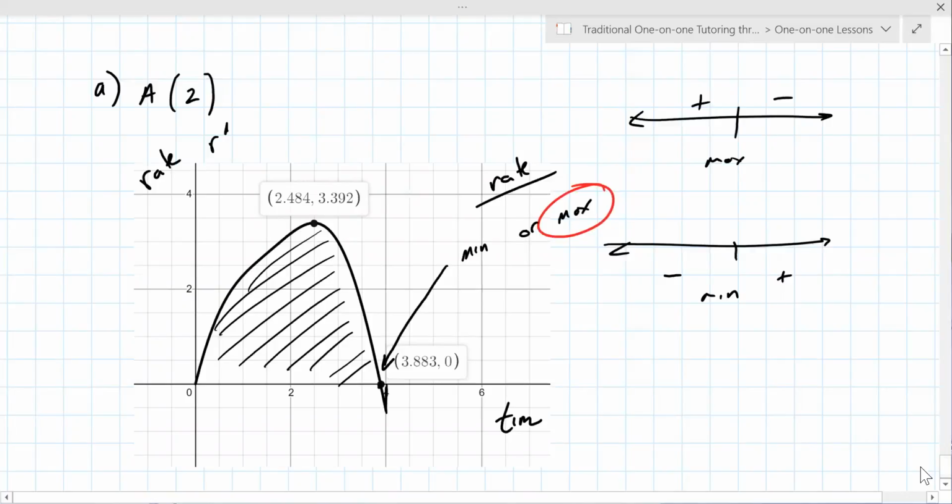So if I wanted to know what that actual max is, you would have to integrate from 0 to 3.8333.